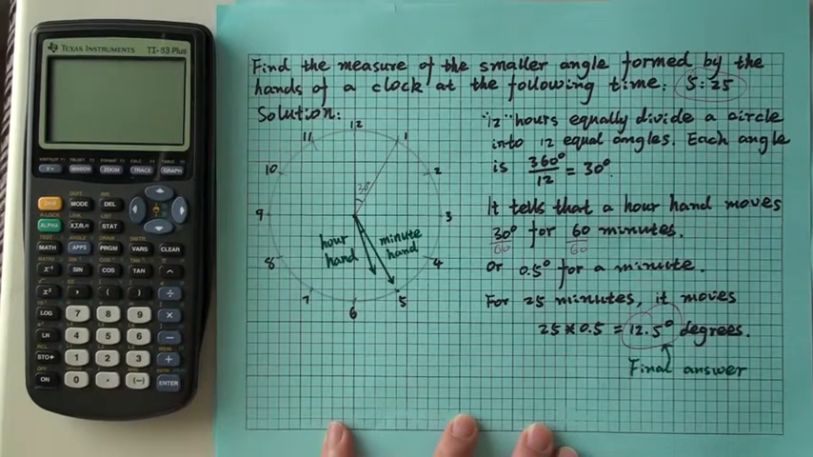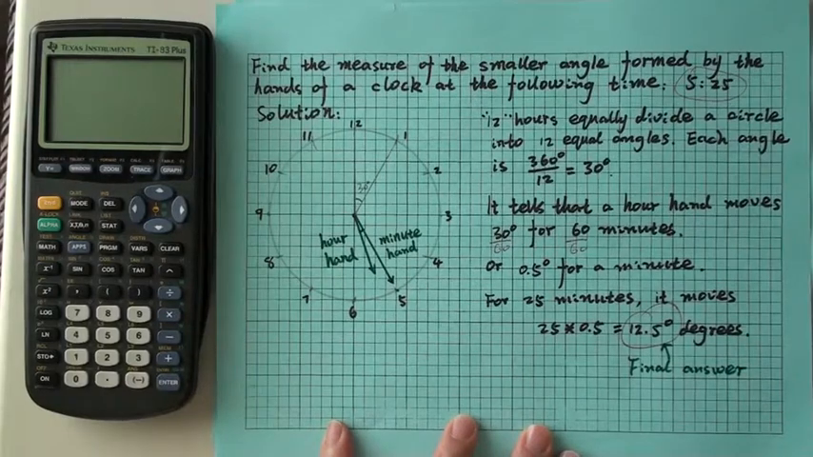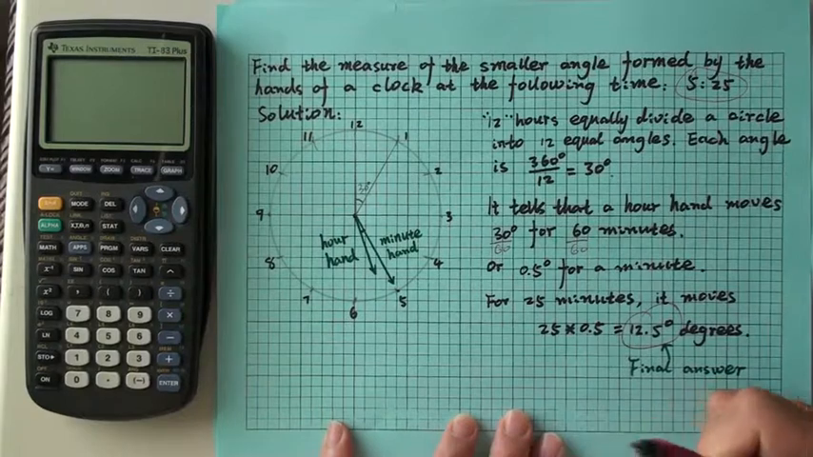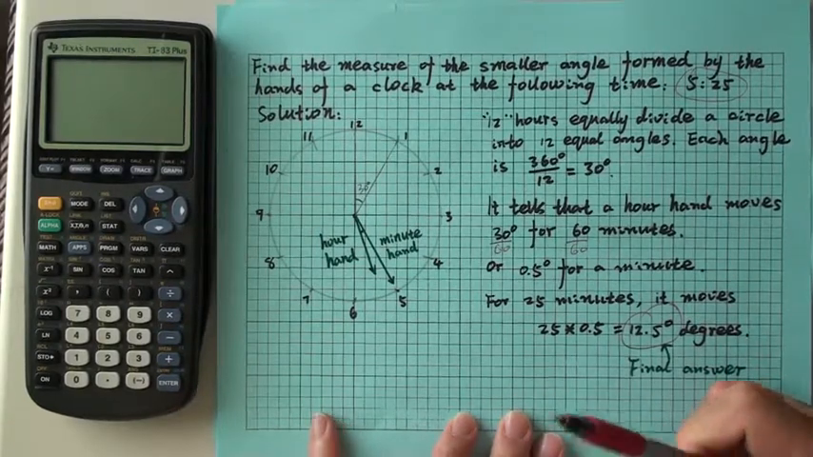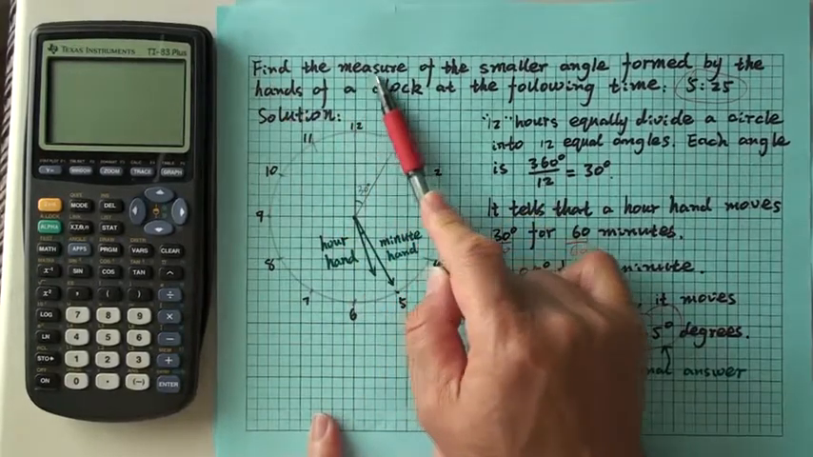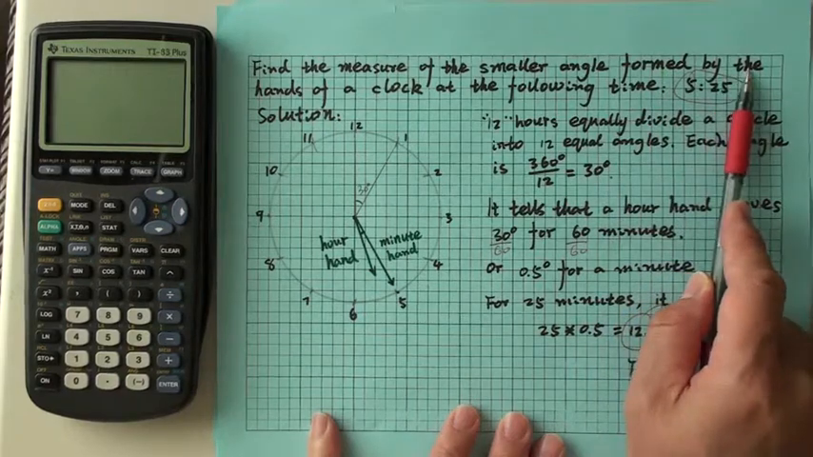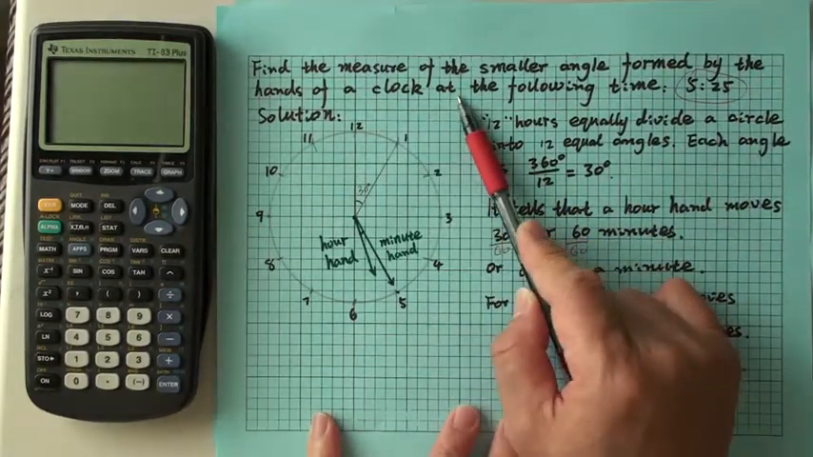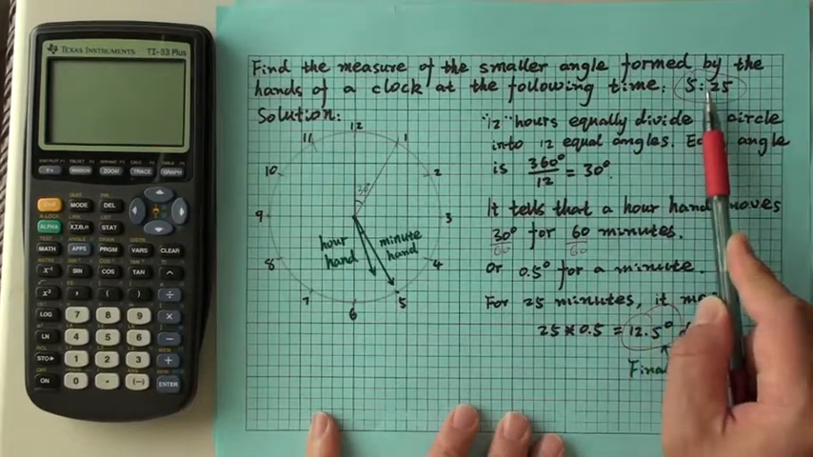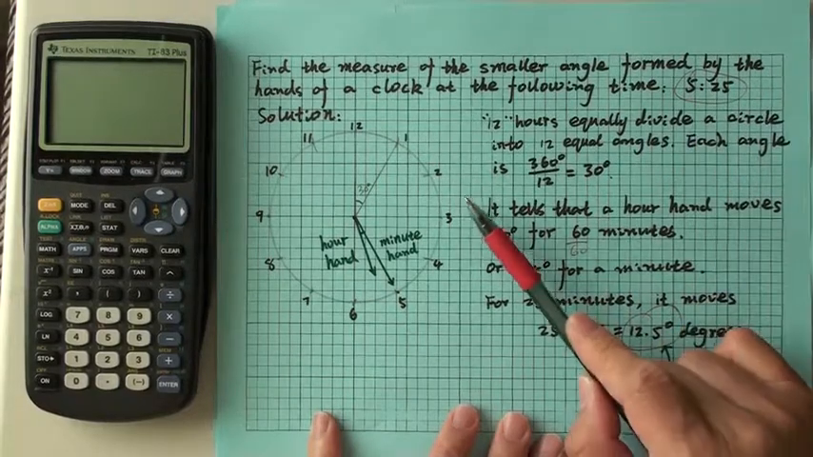In this lecture, we will talk about two examples. Those examples are about the applications of the angles. The first one is to find the measure of the smaller angle formed by the hands of a clock at the following time: 5 o'clock 25 minutes, 5:25.